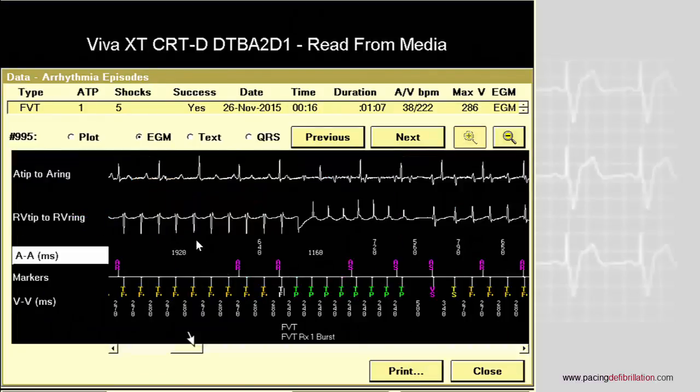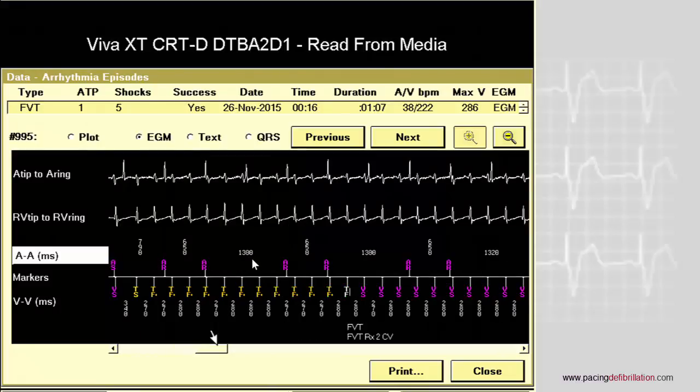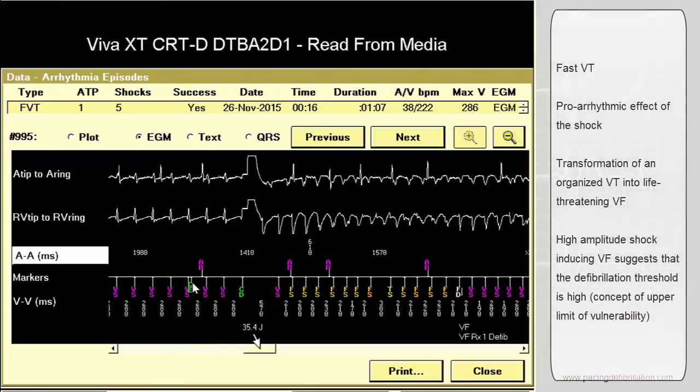If you look at the EGM, you can see that initially there is a monomorphic ventricular tachycardia detected in the fast VT zone. The first therapy is a burst, and this burst is inefficient. So there is a redetection of the fast VT, and the second therapy is an electrical shock, so the charge of the capacitors starts. So this is the first shock of the episode.